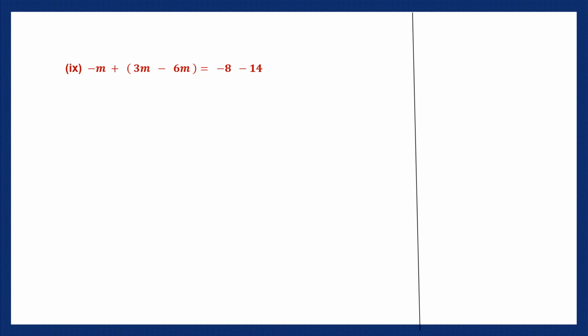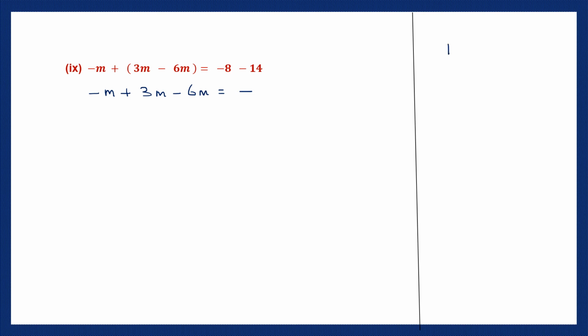Question 9. Here again we have brackets. Let's open the brackets. So minus m will remain as it is. Now if you have a plus sign before the bracket, there is no change in any of the terms inside the bracket. So we'll just open: plus 3m minus 6m is equal to, on the other side the signs are the same, so let's put the same sign and add 8 plus 14.